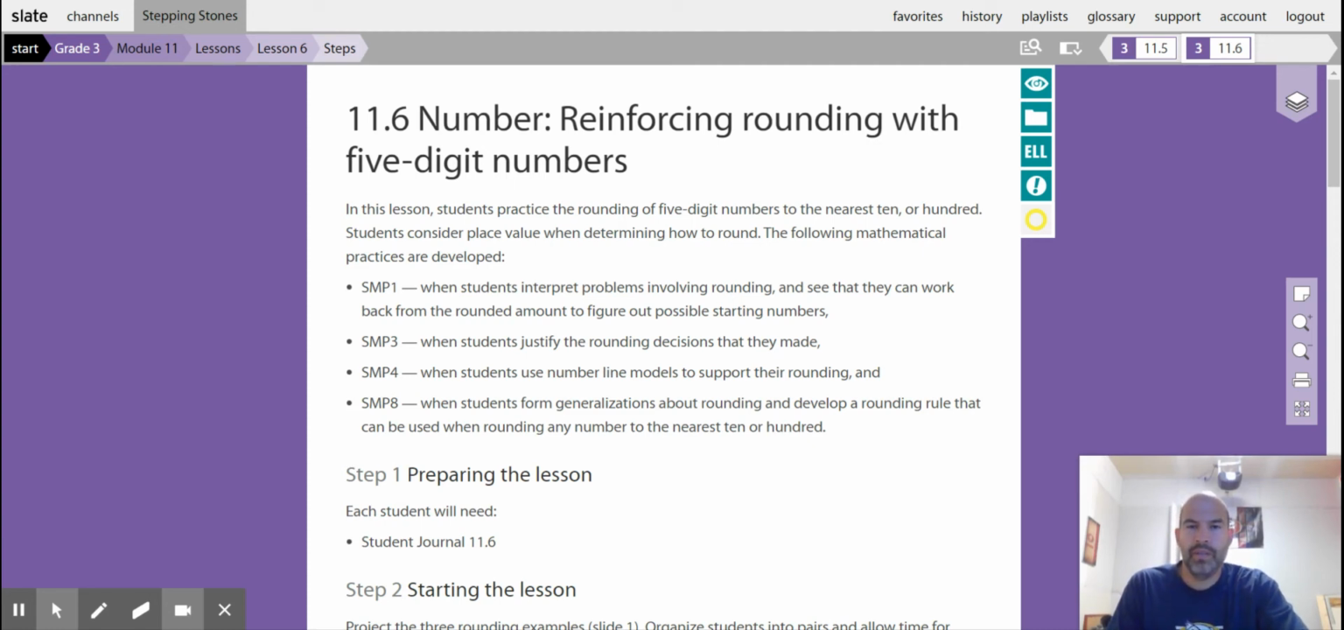Morning Room 32. I'm going to go ahead and get our lesson going today. Today we're doing Module 11.6, Number, Reinforcing Rounding with 5-digit Numbers.